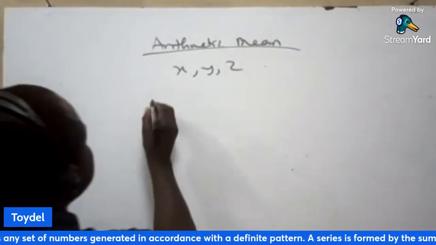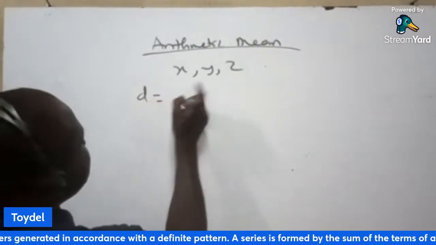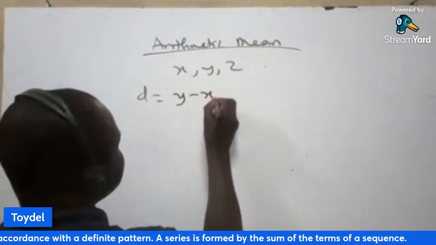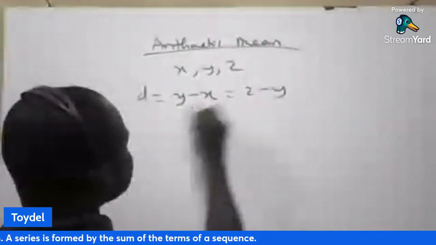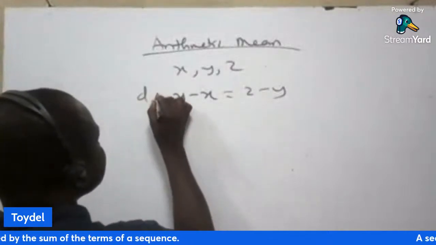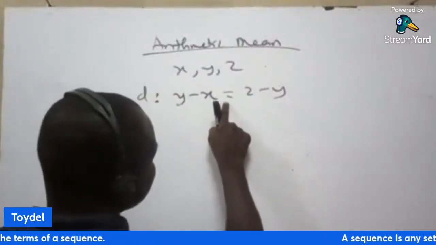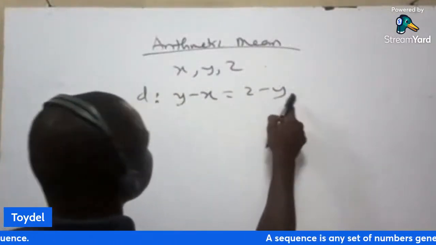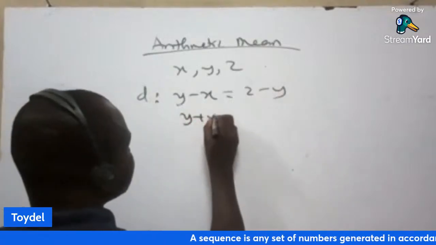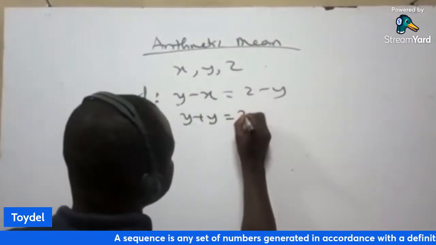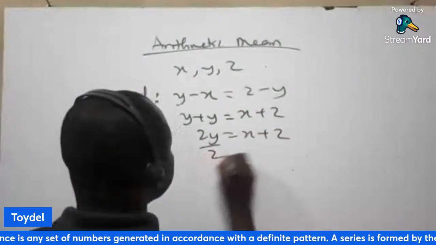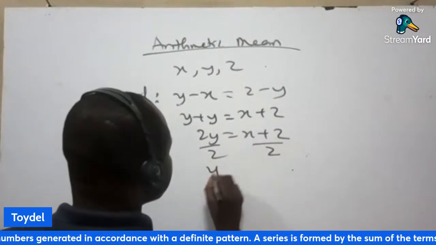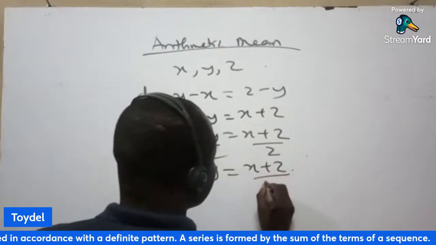Then that simply means that if you find the common difference here, the common difference will either be Y minus X, which is equal to the same thing as Z minus Y. We can collect the like terms. We have Y plus Y will now be equal to X can come to the other side, X plus Z. So 2Y is equal to X plus Z. Divide both sides by 2. So Y is equal to X plus Z all over 2.